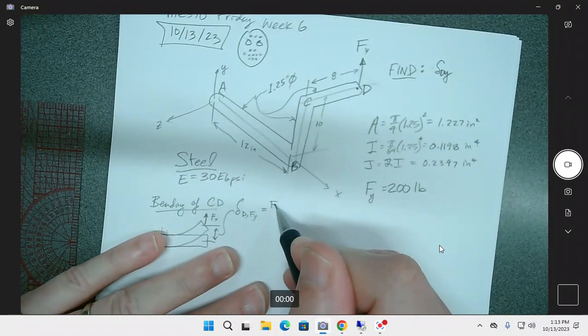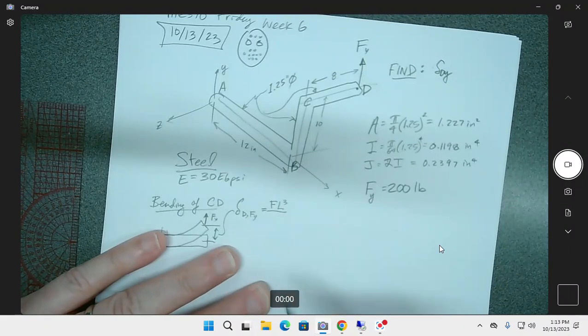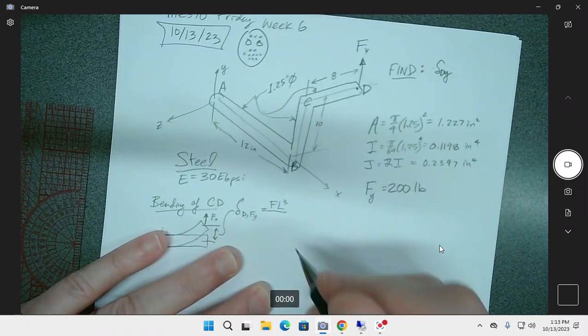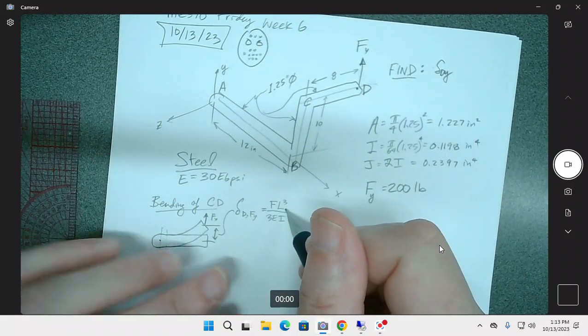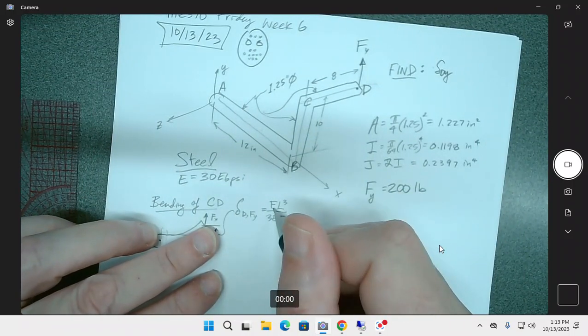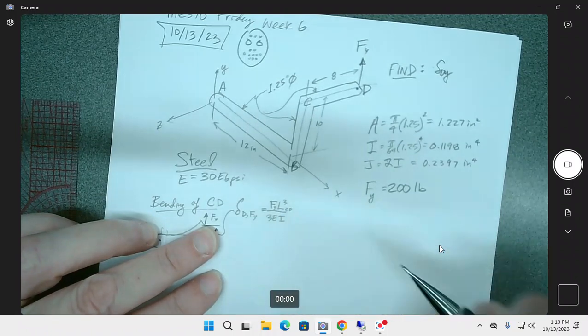So F L cubed, and I'm not bothering with the minus sign, over 3EI. And if we're going to say the L here, we can make it specific. We can make that a Y right there. We're going to see the LCD.